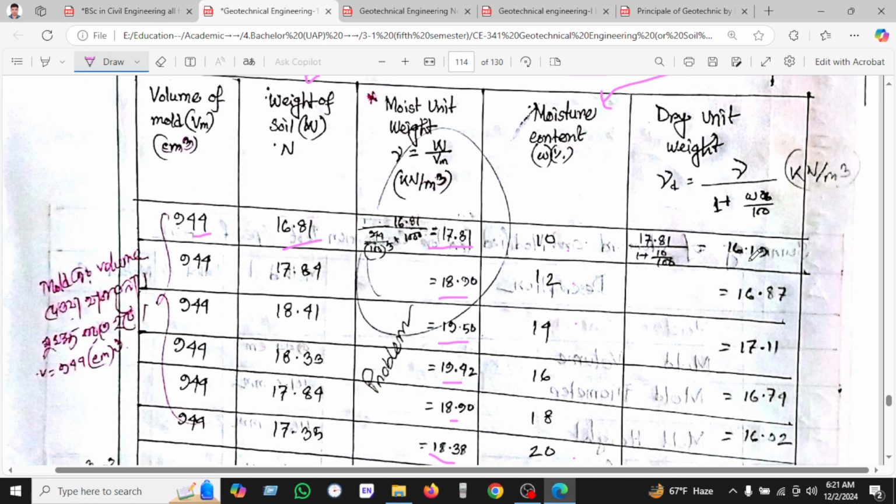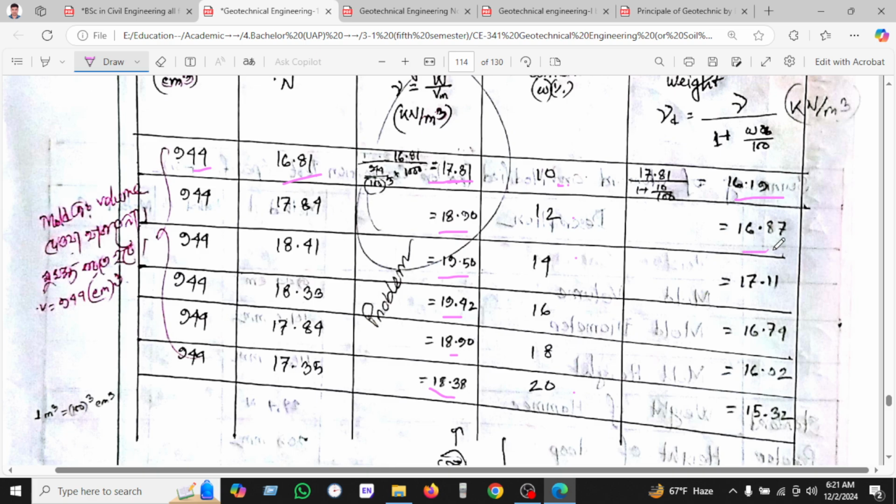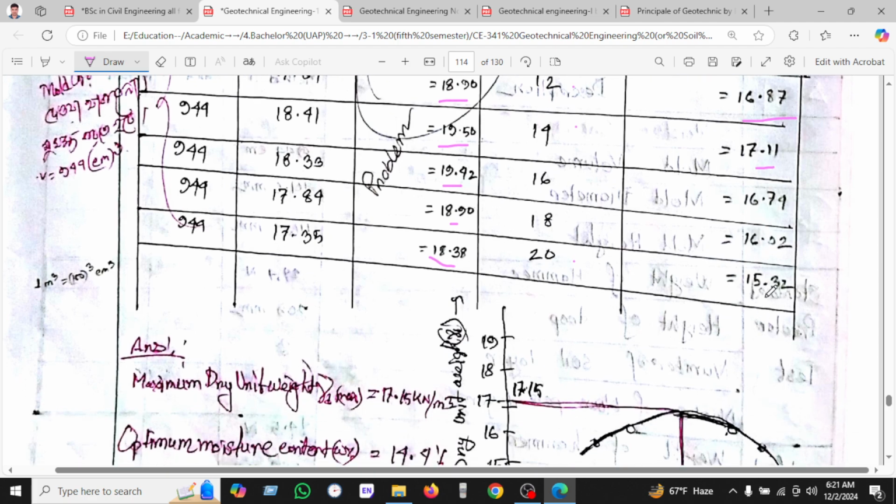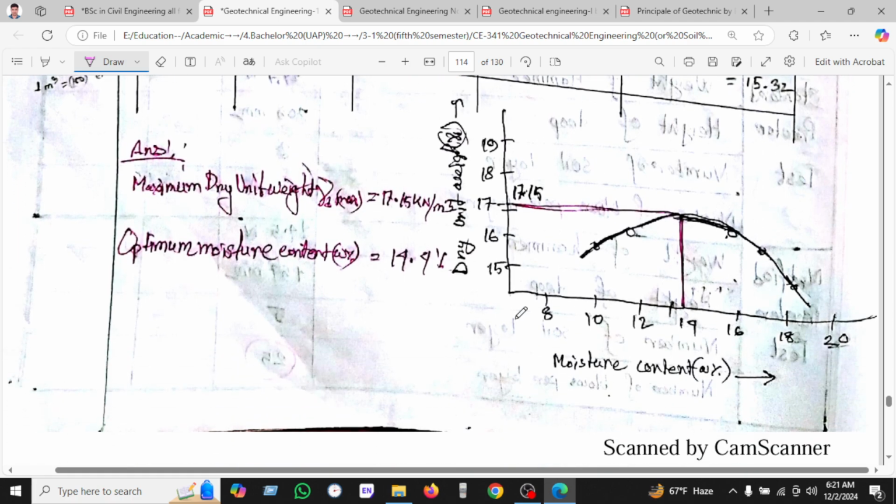Then putting this calculation and found gamma, we have here 17.81 divided by 1 plus moisture content 10 over 100, and found 16.19, and the second one 16.87, and the third 17.11, 16.47, and consequently 15.31. Now we'll draw this graph.